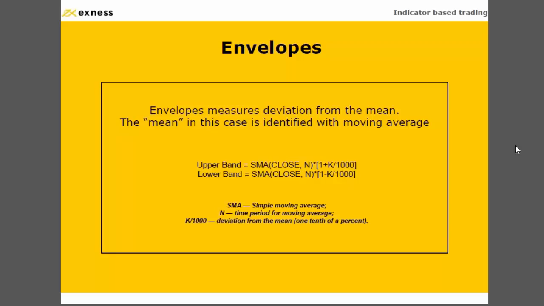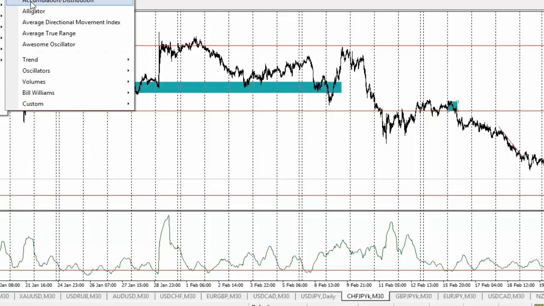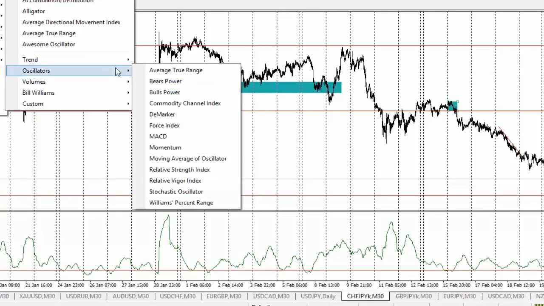And when we apply envelopes, it thinks that the mean or the value is a moving average. So it thinks that the moving average is a substitute for a value. And it measures the deviation from the mean. We have several bands here. It is upper band, lower band, and the middle. The middle band is moving average, and the upper band is the upper value of this indicator and the lower value.